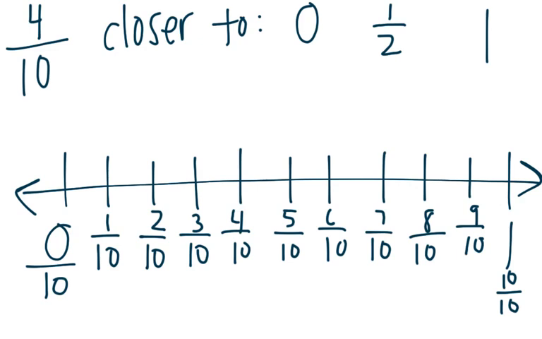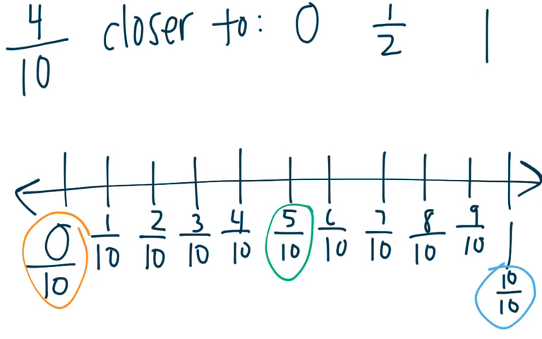So we need to compare to 0, 1/2, and 1 whole. So we are going to show that orange is 0, green will be 1/2, and we know that 1/2 in terms of tenths is 5/10 because 5 is half of 10. And lastly, we are going to use blue to represent 1 whole, or 10/10.